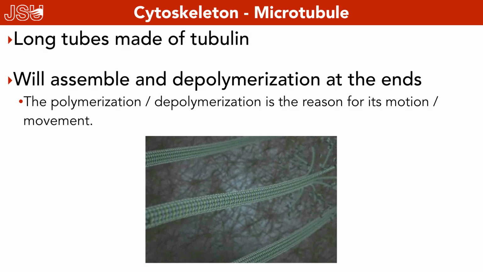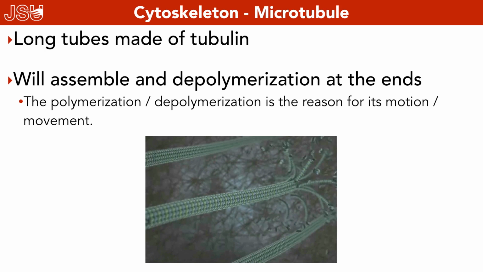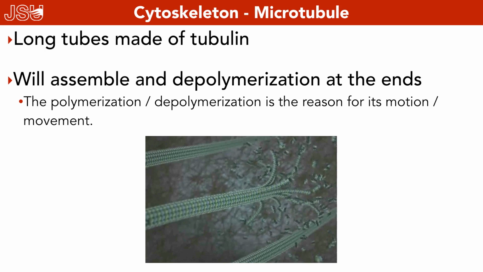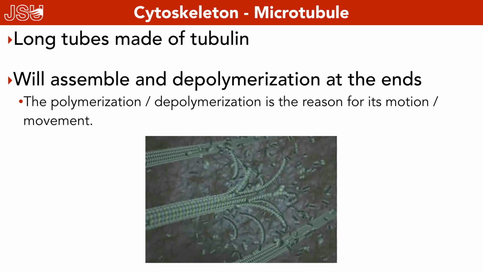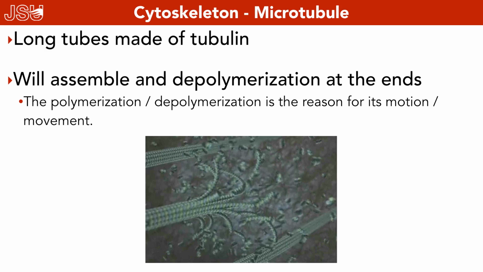For them to cause motion, they will depolymerize at one end, and as they depolymerize, it will pull on that tube. As it depolymerizes, the rest of the tube pulls along, in the direction it is depolymerizing. When it depolymerizes on one end, it pulls the other end. So for example, if we're trying to pull DNA apart, one end will depolymerize, and as that end depolymerizes, the other end being attached to DNA will pull and separate that DNA in mitosis.